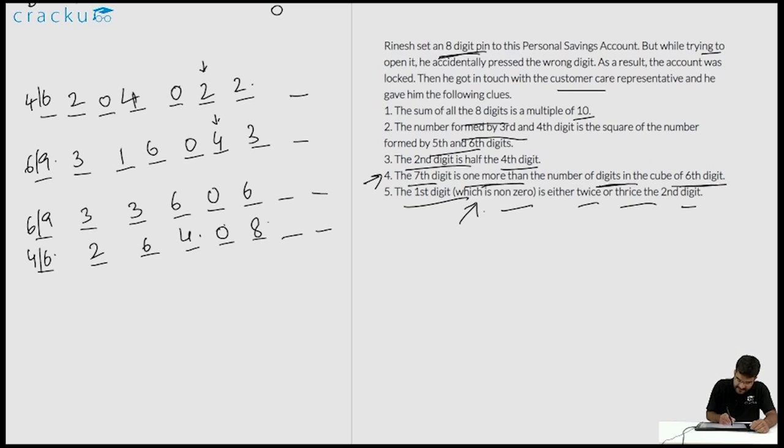So the seventh digit will be 3. In this case, the cube of the sixth digit is 216, which has 3 digits, so the seventh digit will be 4. Even in this case, the cube of 8 is 512, which has 3 digits. So this also has to be 4.